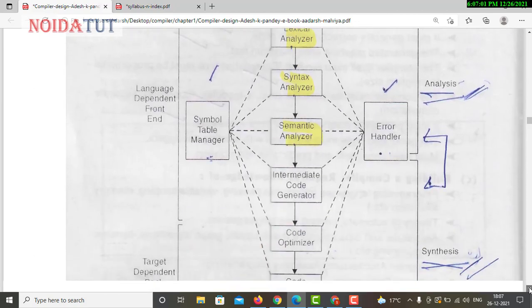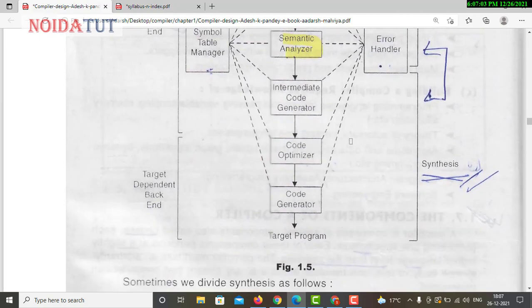Fine. Then we have the intermediate code generator. So we have to just understand how this compilation is working. It is just a small story. Just you write the program and then how the entire compilation is working.